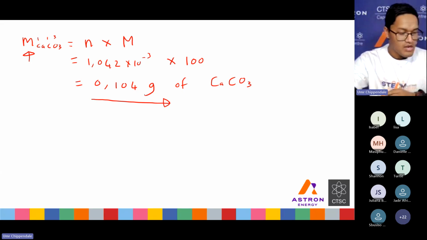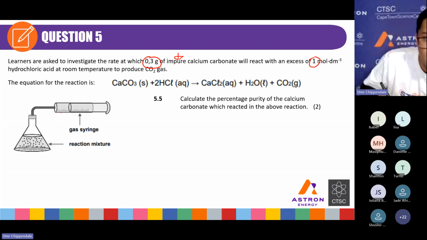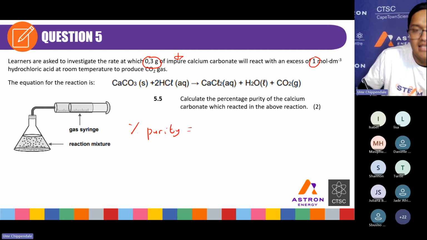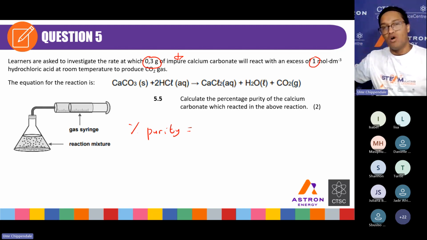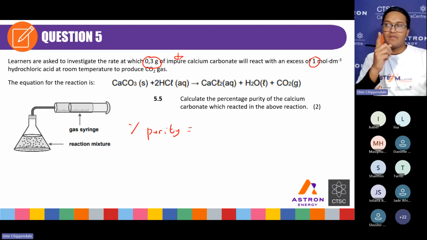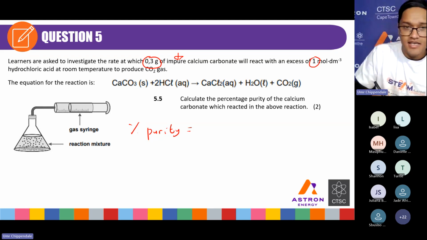0.104 grams. That was our pure sample that we had. Now, when it comes to percentage purity, what is your percentage purity? Percentage purity is equal to the mass of your pure sample divided by the mass of your impure sample, multiplied by 100 because it is dealing with percentage. So we multiply by 100. So we just said that the pure sample is what we have calculated.